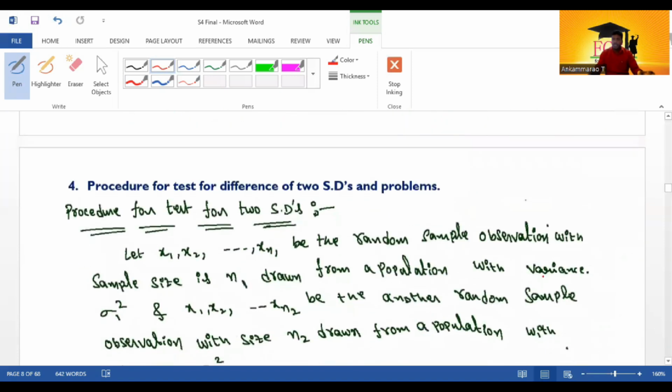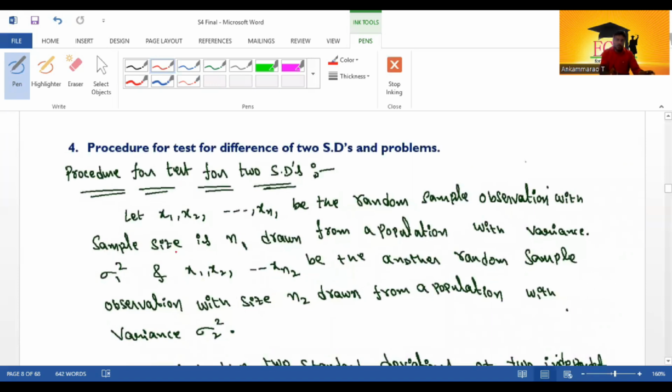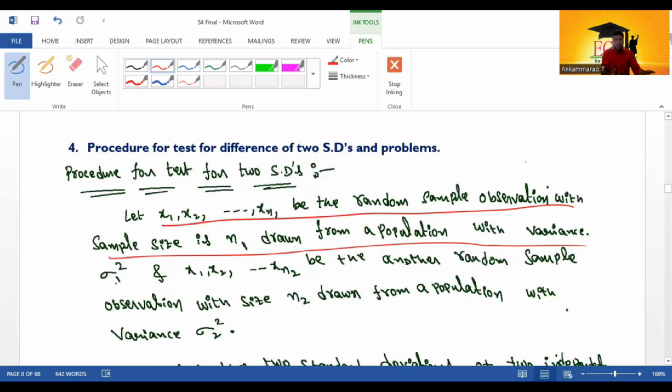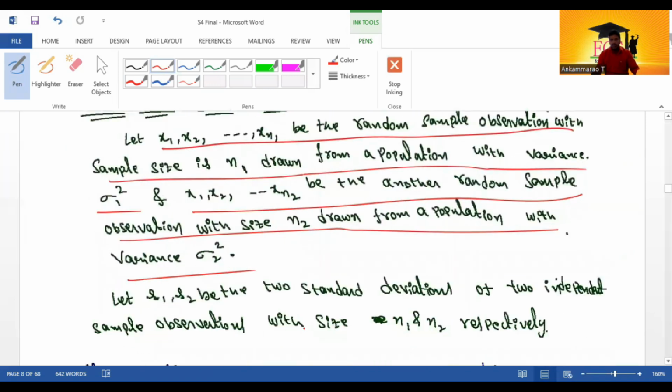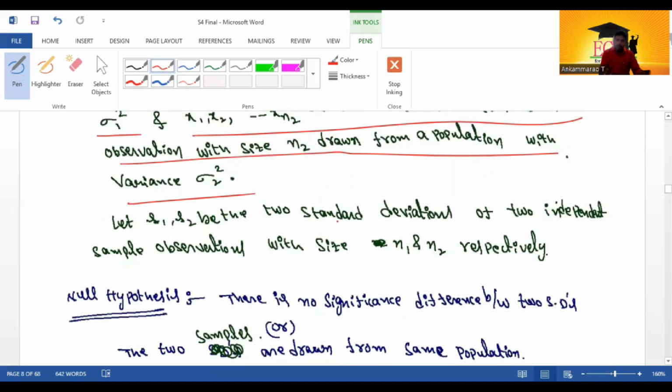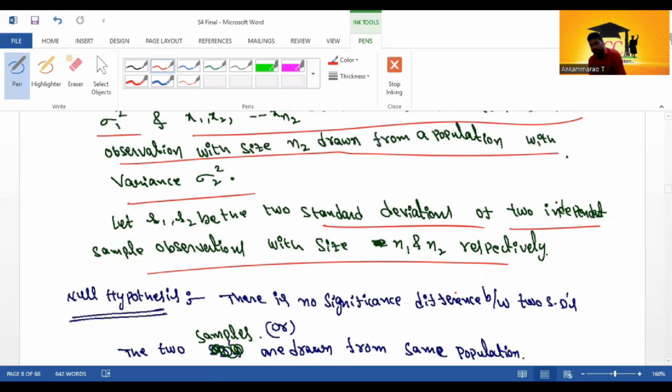Next, test for two standard deviations. Let x1, x2 and so on xn1 be the random sample observations with sample size n1 drawn from a population with variance sigma 1 square, and x1, x2 and so on xn2 be another random sample with size n2 drawn from a population with variance sigma 2 square. Here, let s1 and s2 be the two standard deviations of two independent samples of size n1 and n2 respectively. Here we have to test whether there is a difference between the two standard deviations.